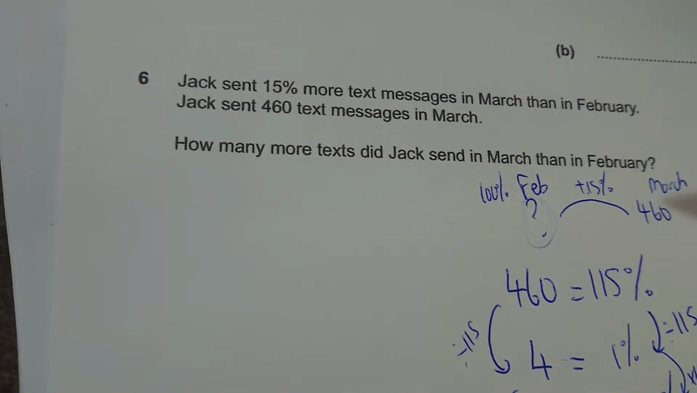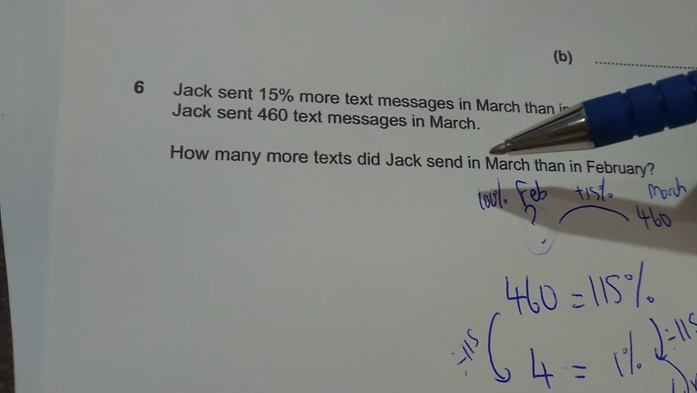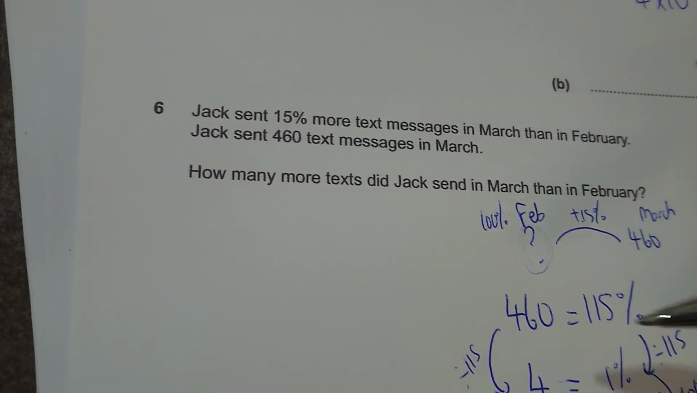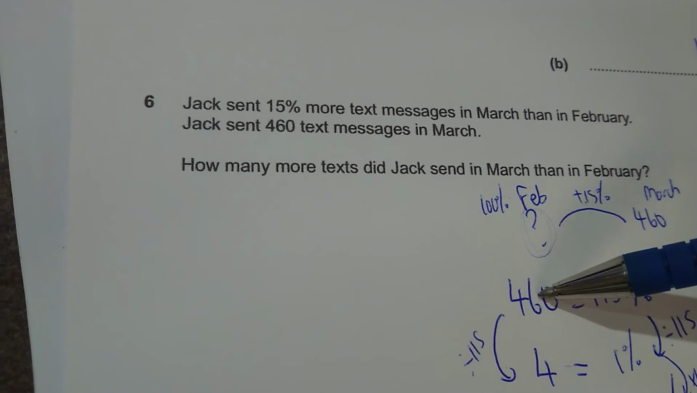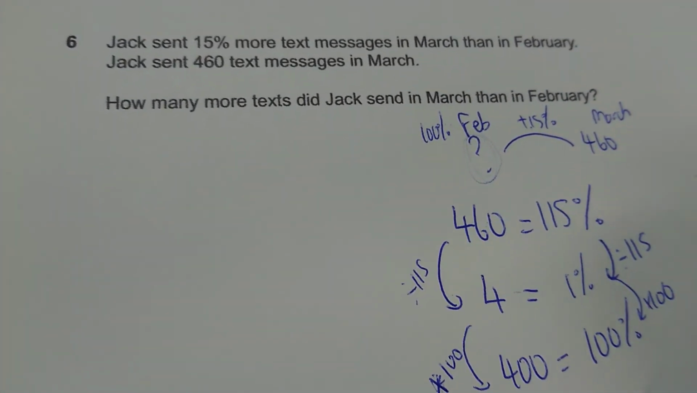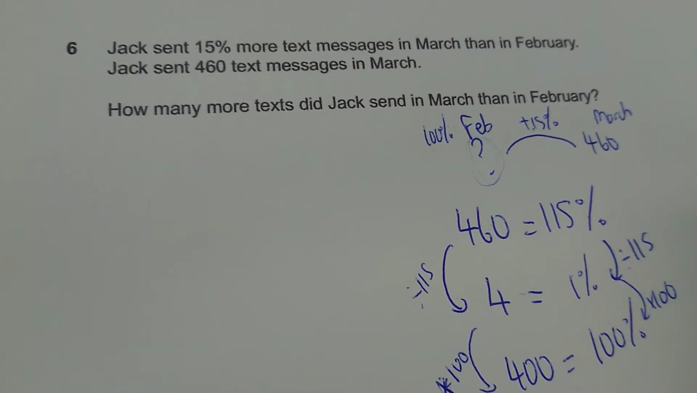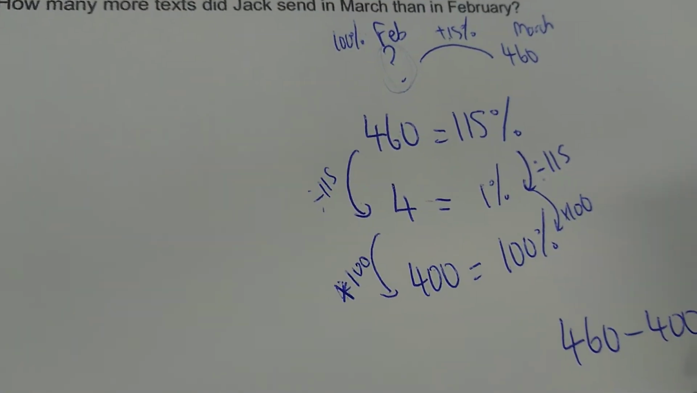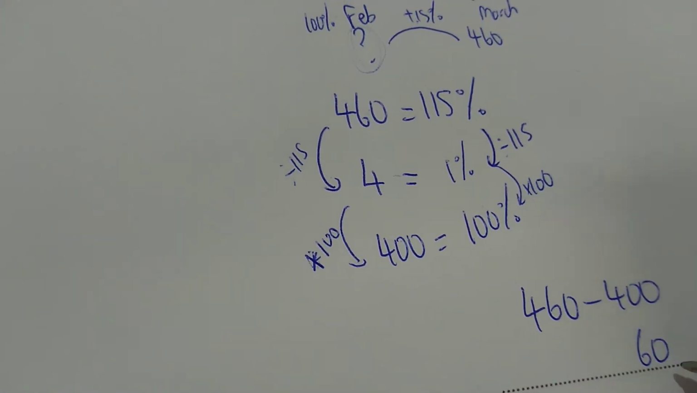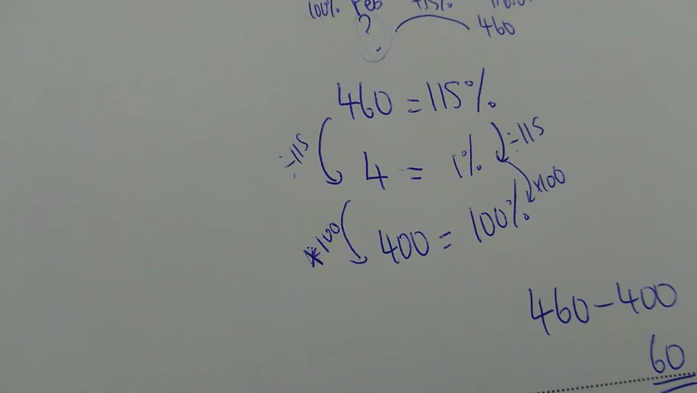So the question is actually saying, how many more texts did Jack send in March than in February? So remember, we would need to do 460 minus the 400 to see how many more there were. And so there would be 60 more texts sent for that one.